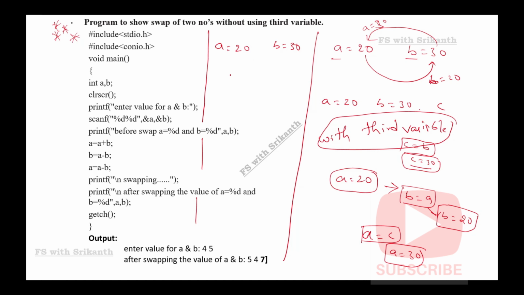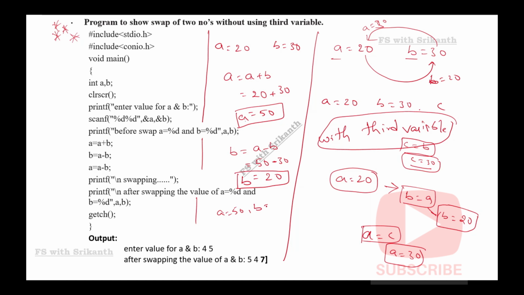First I am doing a equal a plus b. A value is 20, and the value of b is 30. What are we getting? 50. A is right now 50. Then b equal a minus b. Right now the a value is 50, and the value of b is 30. So b value is updated with 20. Right now a is 50, b is 20.